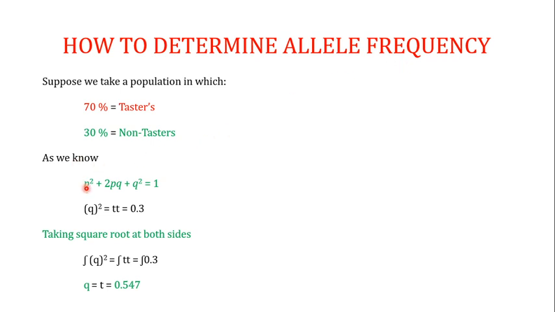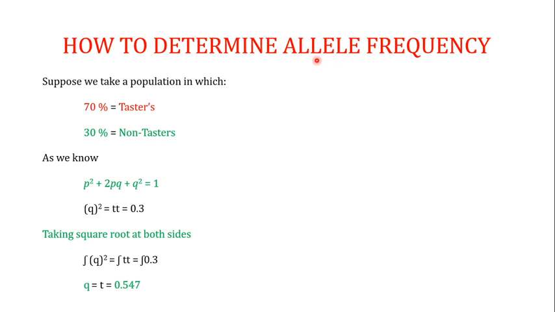Now as we know, p square plus 2pq plus q square is equal to 1, that means all of the genotypic frequencies, when you sum them, are going to be equal to 1. We are given that the non-tasters are 30%. We will represent the non-tasters by the q square. So this q square is equal to small t small t, and this genotype represents the non-taster phenotype. We are given that the non-tasters are 30% of the whole population, so 30% will be equal to 0.3.